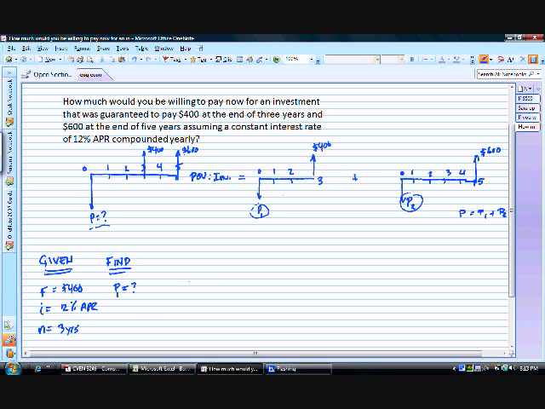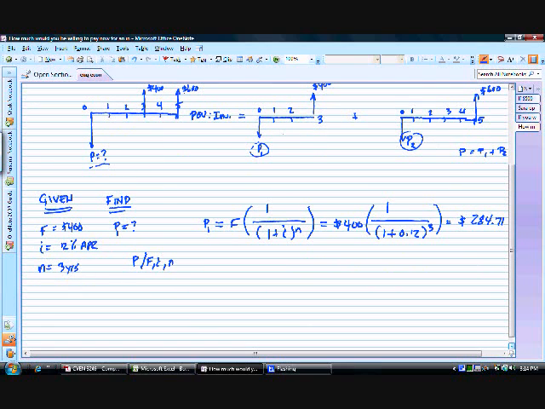So for this problem, remember we need to know P given F, I, and N. That means we're going to use the P/F factor, and we know that the equation is P, in this case P1, is equal to F multiplied by 1 over 1 plus I to the N. And for this investment, we have $400 multiplied by 1 over 1 plus 0.12 raised to the number of interest periods, which is 3. And the total amount of money there is $284.71.